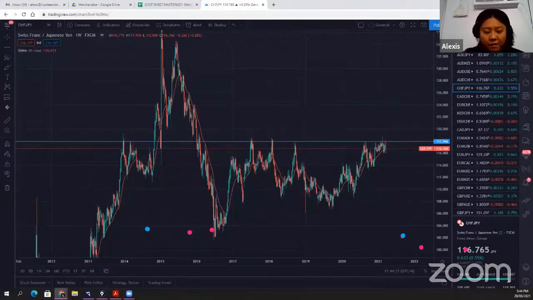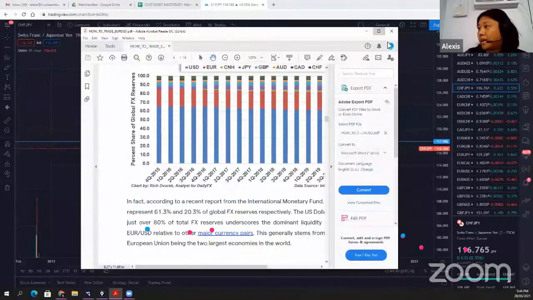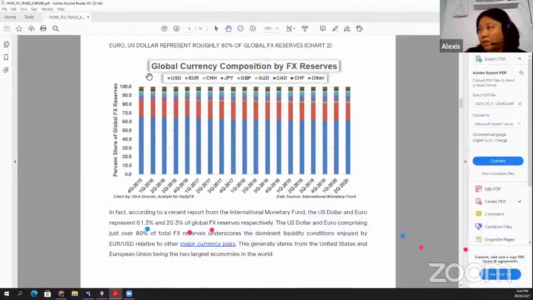A couple of people asked me why I prefer the yen to the Swiss, and the reason probably is here. This is the global currency composition by FX reserves. The data is from the IMF, and goes all the way to 2020. If you're picking a risk-off currency between yen and the Swiss, this is the reason why I prefer the yen. This purple bar here, you can see the yen at least has a bigger volume compared to the Swiss, which has disappeared somewhere on top. You can barely see the tiny little red line there. This is my reason why I prefer the yen to the Swiss as a risk-off currency.